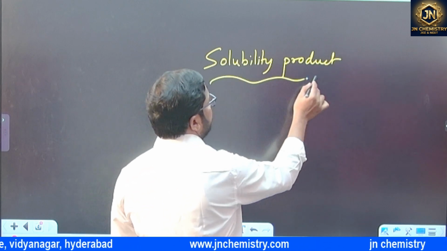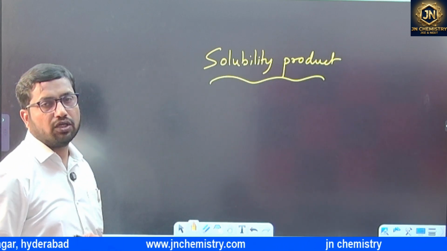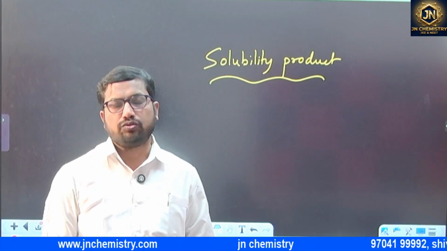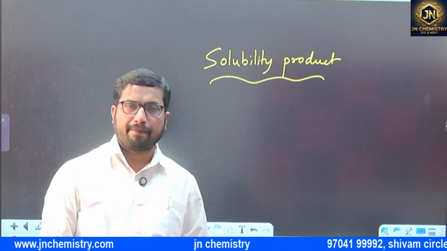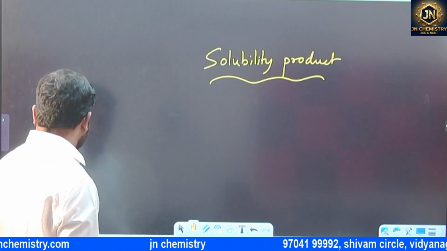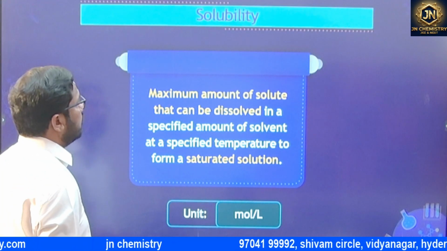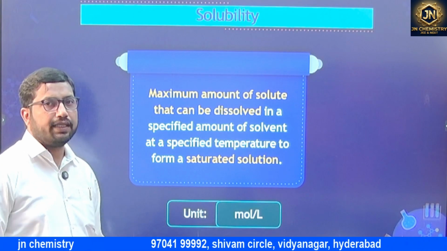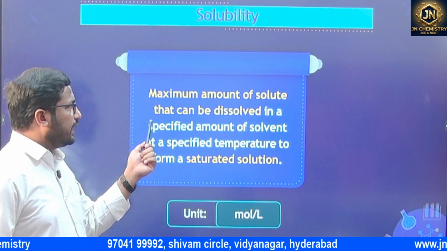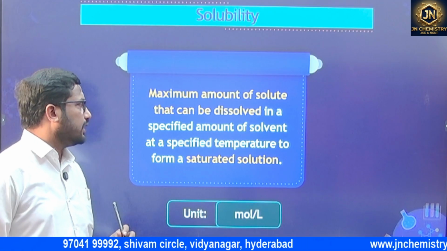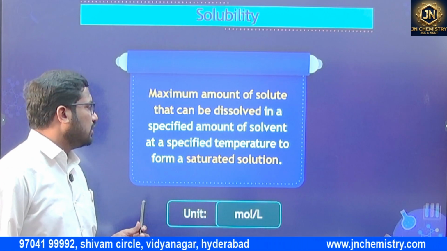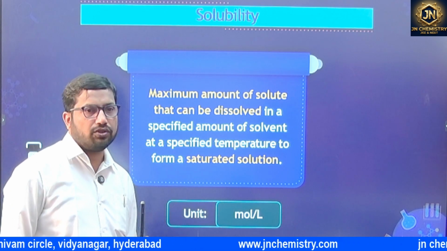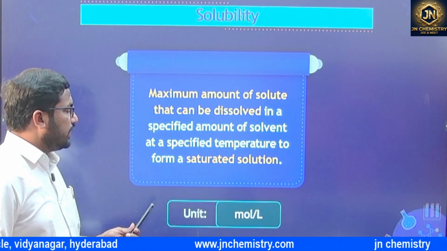Ksp is called the solubility product. Solubility, because solubility means saturated solutions, unsaturated, supersaturated. So here, put the heading solubility. Saturated solution, write it down: the maximum amount of solute that can be dissolved in a specific amount of solvent at a specified temperature to form a saturated solution. That is called solubility, units mole per liter.